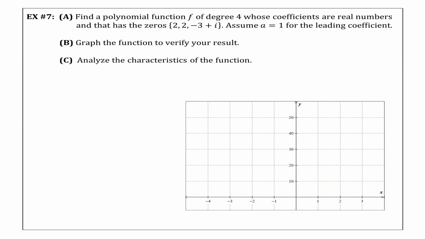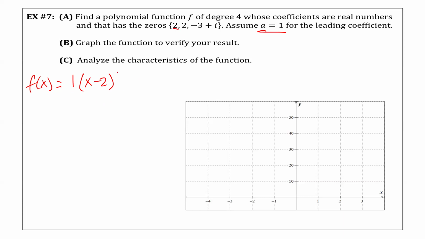It tells me my a value. What does it say my a value is? 1. So a is 1. Do I need to search for it? Nope. It tells me. So now we're going to write everything in factored form. So we have f of x equals, now I'm going to write 1 for a just so it's there. Is that okay? My first factor comes from my first zero, which is 2. So the factor has to be x minus 2.